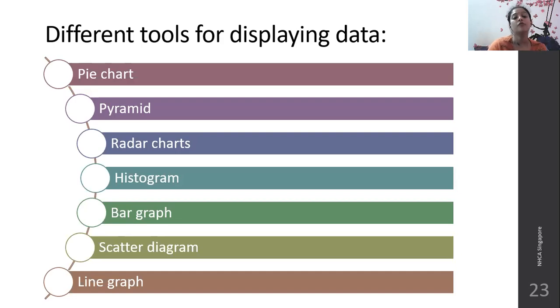So, different tools for displaying data. First is the pie chart, then the pyramid chart, radar chart, histogram, bar graph, scatter diagram, and line graph. We will discuss each one of these.